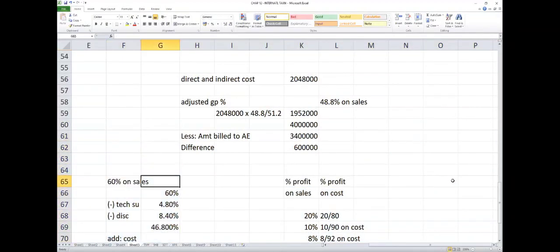Understood? This 48.8% is on sales. Here they have not given sales, they have given cost. So don't apply 48.8 on this. Now apply it this way: this is my sales, I mean this is 40 lakhs. Apply 40 lakhs into 48.8 by 100. So on sales it is 48.8%, on cost it is 48.8 divided by 51.2. That's all, students. Now if you have any questions, ask.